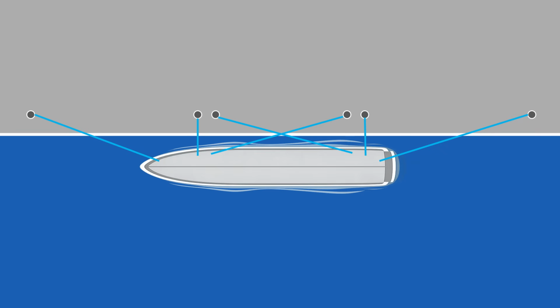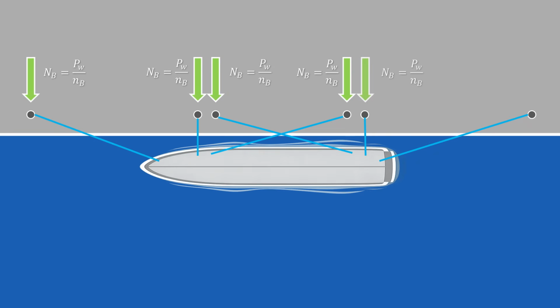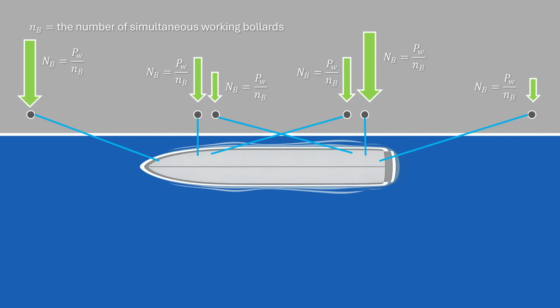When the wind acts normal to the ship, the total force is distributed among the mooring points that are working simultaneously. For preliminary design, the normal force per bollard is calculated by dividing the total force by the number of effective bollards. In reality, this distribution is never perfectly uniform. Some lines carry more load than others, and some bollards are more heavily loaded. To account for this non-uniformity, engineers increase the calculated force by an additional allowance, typically on the order of 20%.